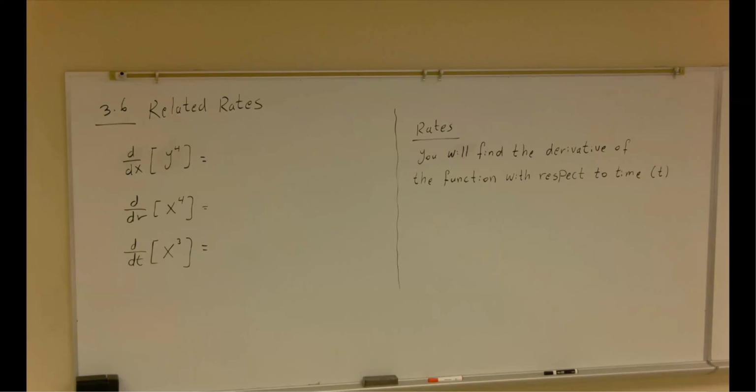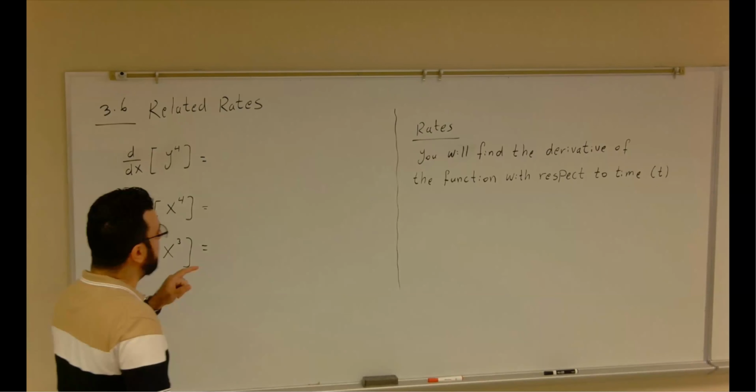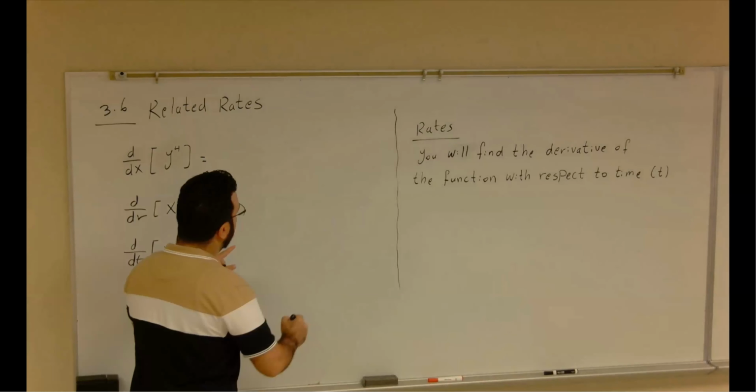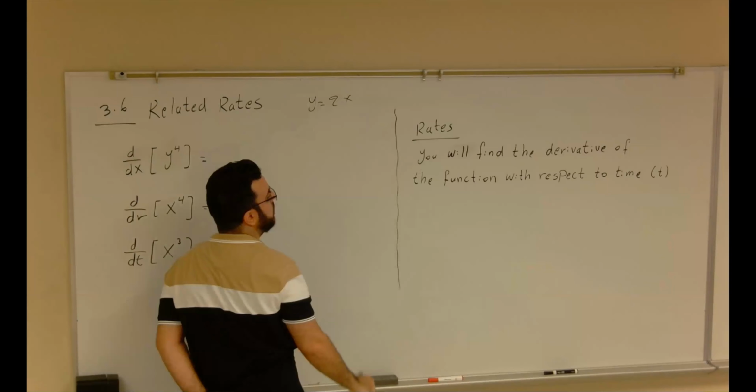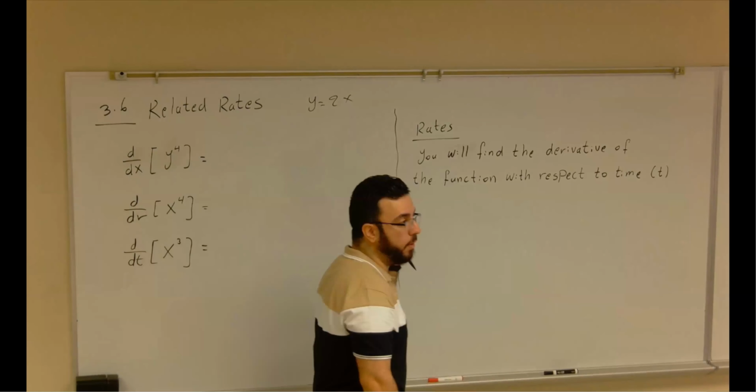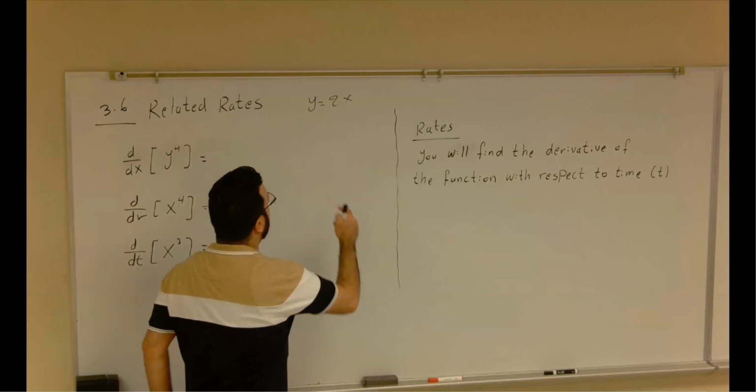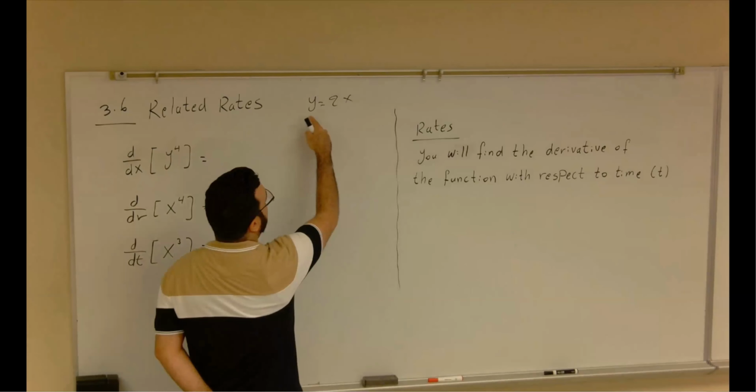Section 3.6, we're gonna do exactly the same thing. But before, we have y equal, let's say 2x. So every time we need to find the derivative of y, we're gonna multiply by dy over dx. So dy over dx is going to be equal what? For this one, you're gonna say dy over dx equal 2.